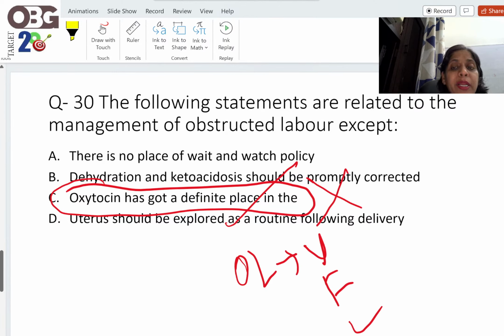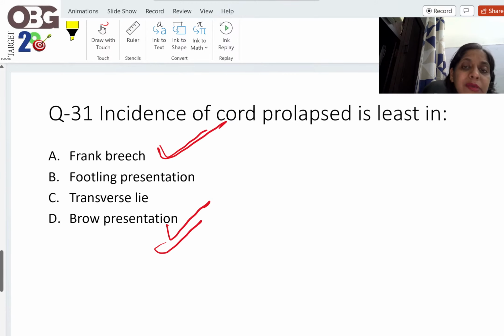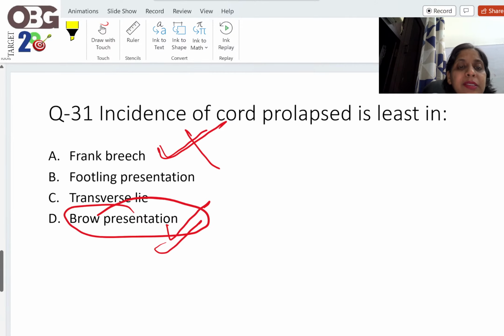So uterus should be explored as a routine following delivery. हाँ बिल्कुल, यूट्रस को एक्सप्लोर करना पड़ता है ताकि हमें ये पता चल जाए कि रप्चर तो नहीं हो गया. ठीक है. ऑब्स्ट्रक्टेड लेबर को मैनेज करने के 2-3 तरीके ही हैं. So incidence of cord prolapse is least in frank breech, footling, transverse lie or brow presentation. So the answer is brow presentation. In cephalic presentation there are minimum chances. ठीक है.